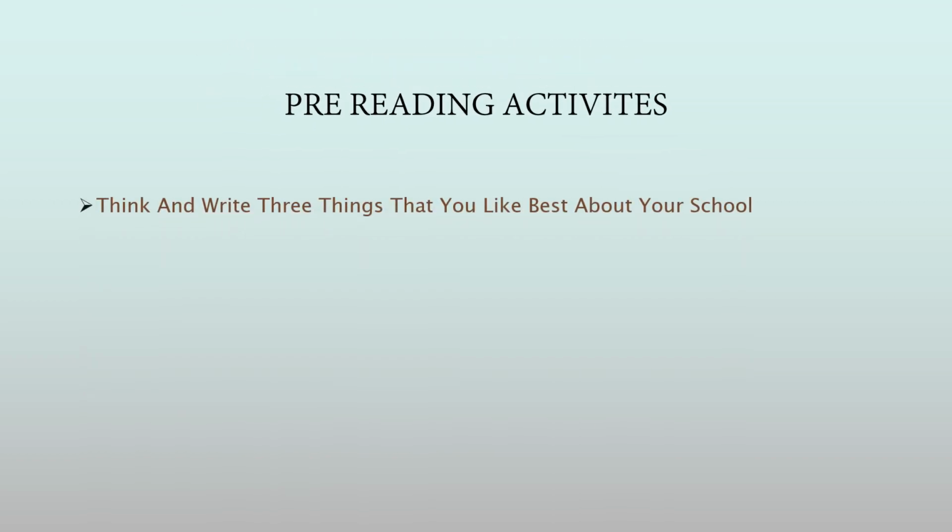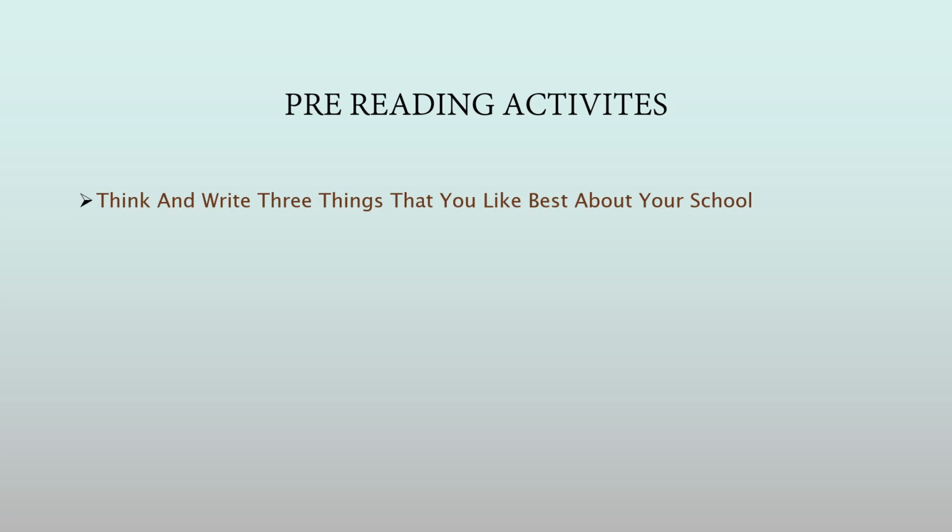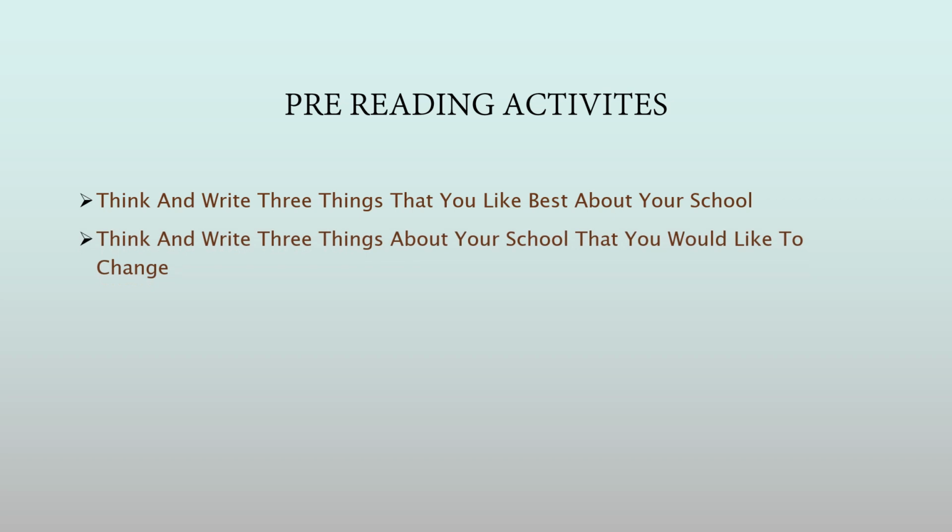So these are the pre-reading activities. I know that you have already done this in your classroom as a group. So again, just try to remember it. Number one, think and write three things that you like best about your school. Number two, think and write three things about your school that you would like to change.